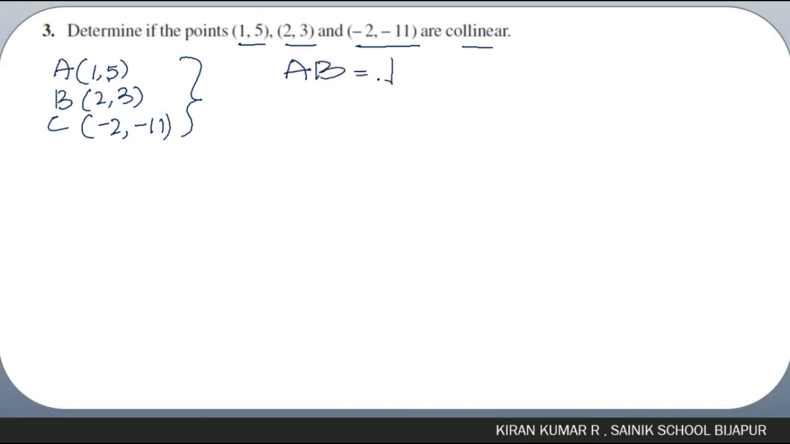The length of AB will be under root of (2 minus 1) whole square plus (3 minus 5) whole square. So we get it as root of 1 square, which is 1, plus negative 2 square, which is 4. We get it as root 5.